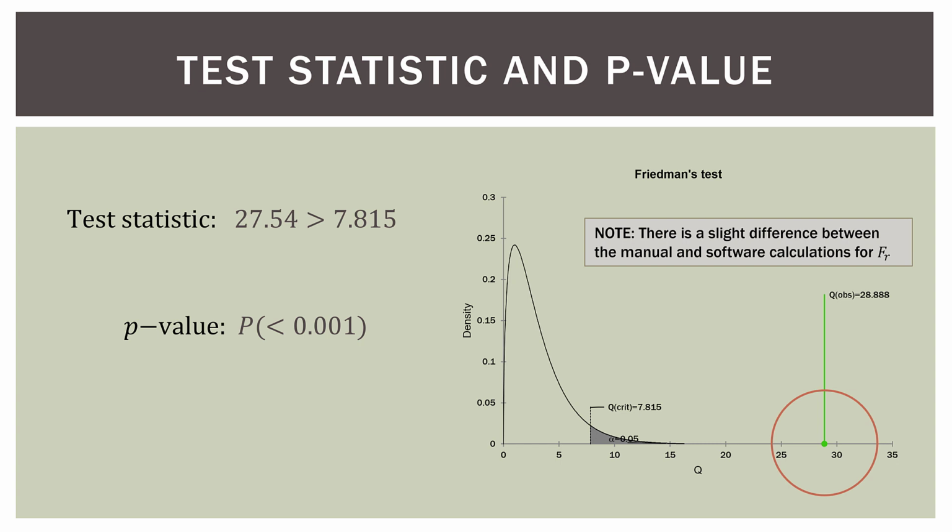Either way, our value over here is way over to the right, well beyond that 7.815. And of course, that's why our p-value is so small, because our p-value represents everything to the right of that green dot. So again, this is the chi-square distribution showing visually our critical value, or alpha of 0.05, and then where our Friedman test statistic falls relative to that. And of course, we would reject our null hypothesis.